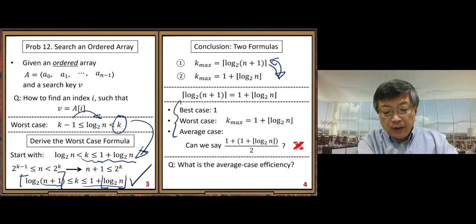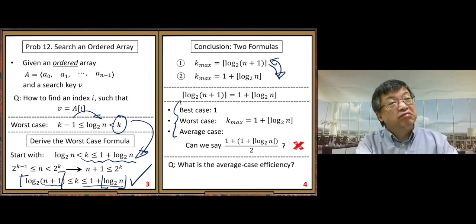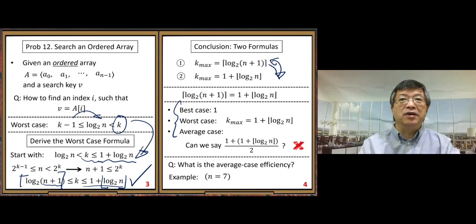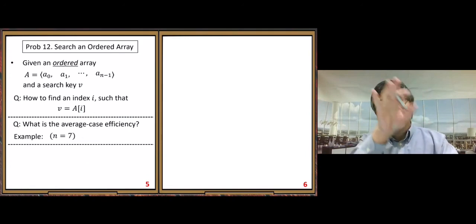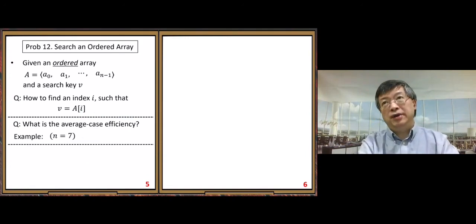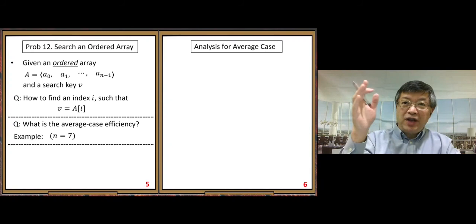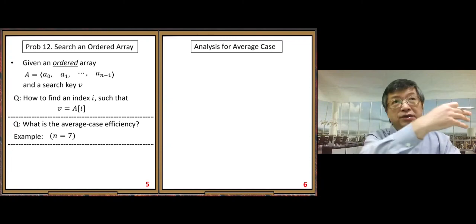Now the question: what is the average case efficiency? How to calculate that? Not very easy. But here, I want to use the example where n equals 7 to show you how to do the calculation. Let me quickly use a diagram to show you how to calculate the average case. Analysis for average case: I just give you the main idea. You can easily generalize this idea to the general case.